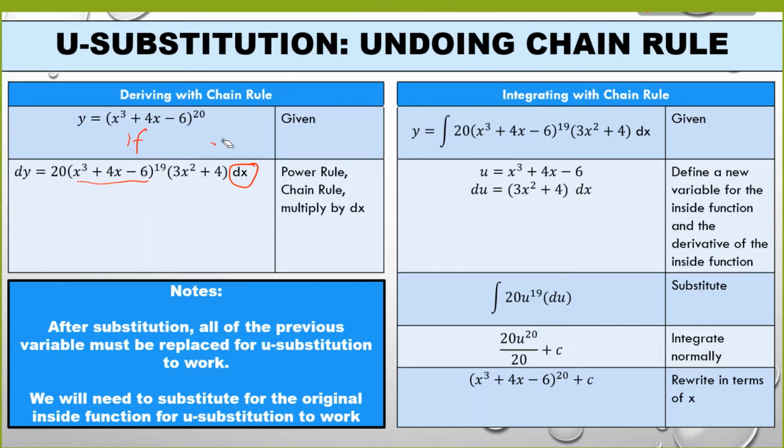We use chain rule whenever we're deriving a function within a function. In this case, this whole function is inside what I'm raising to the 20th power, so that's why I derived it to get this part. But the only function I have inside 3x squared plus 4 is x itself. So I'll have to multiply by the derivative of x.